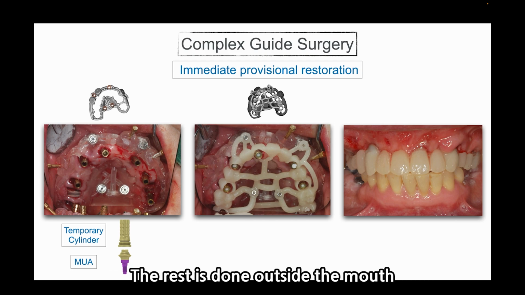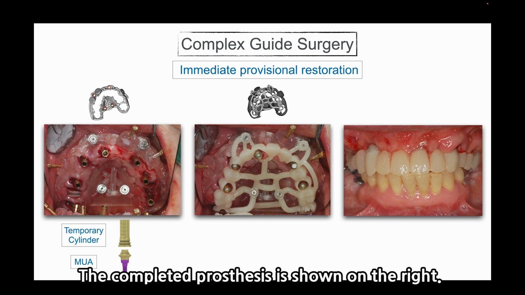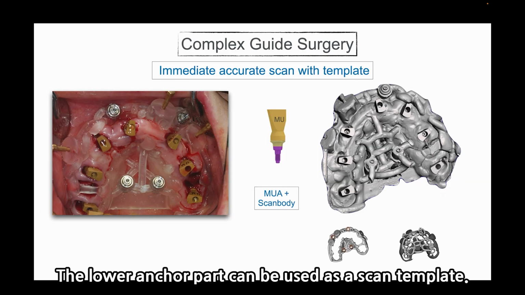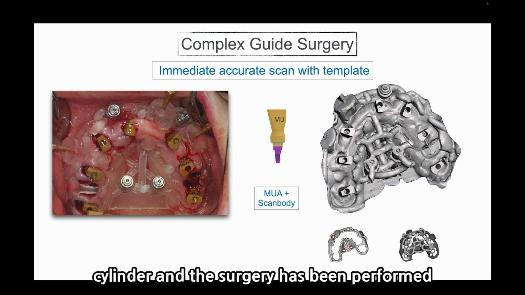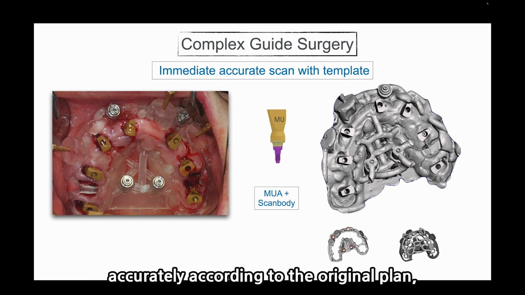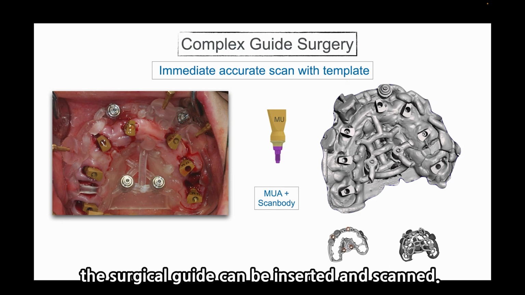The last is done outside the mouth by removing the cylinder screw. The completed prosthetics is shown on the right. The lower anchor part can be used as a scan template. If the scan bar is slender like a cylinder, the surgery has been performed accurately according to the original plan. The surgical guide can be inserted and scanned.